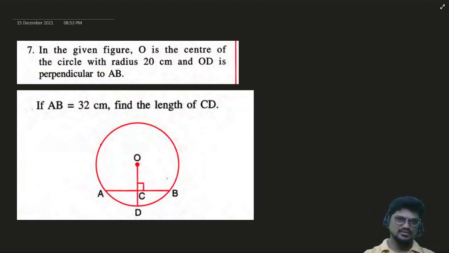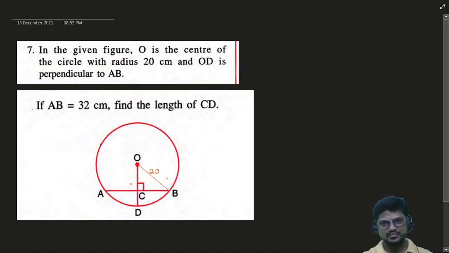Arushi, how 20? Sir, OD is 32 and OC is 12. AB is 32 and AC is 6. Sir, now check. Now it is right. This OB is 20. And OD is perpendicular to AB. And AB is 32.